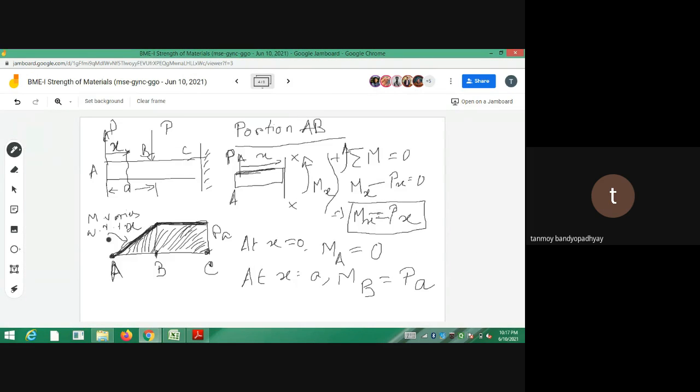So if you see in the bending moment diagram for the portion BC, the bending moment is actually constant and always equal to P. It doesn't change with X. It has no variation with X. So you can apply the pure bending equation on the portion BC of the beam. Up to this clear?